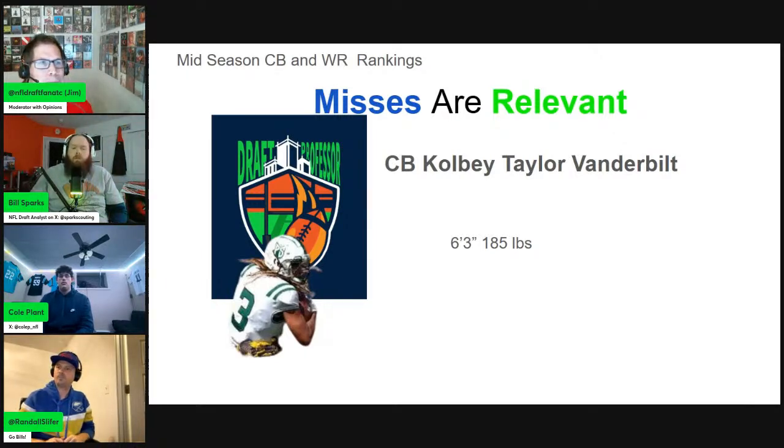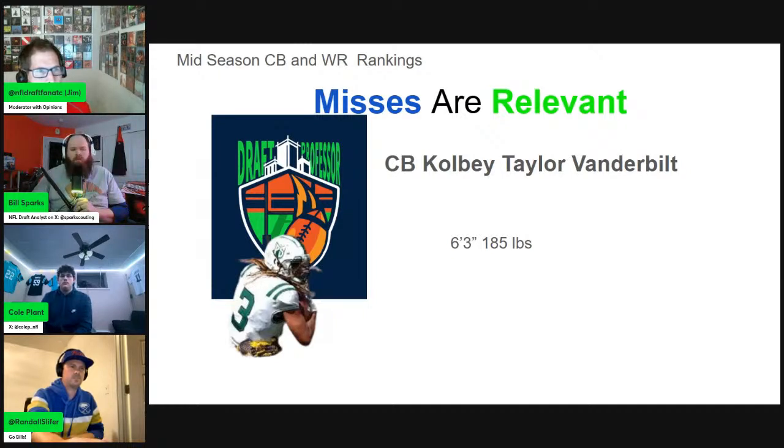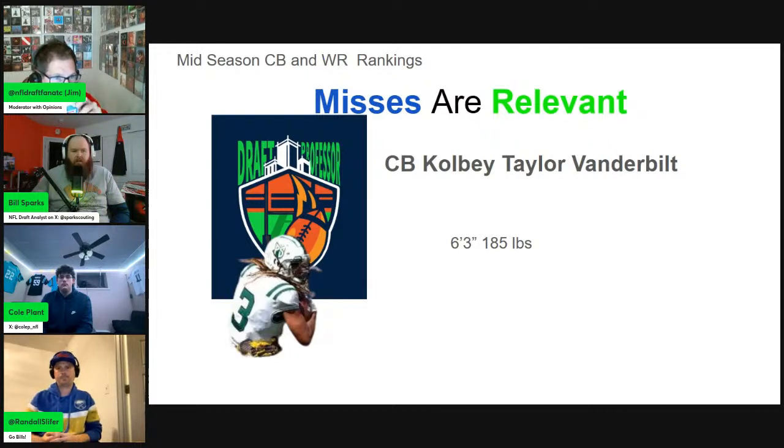Bill. Yeah, absolutely. So Kolbey Taylor, he's got that size that you look for, 6'3", 185. He does have the ability to play outside or inside in the slot. He probably is going to be a boundary corner with that size, but you could play him both in and out. I think he's probably most effective in press coverage situations. That's probably the best use of him, press man especially. He's not a dominant tackler, but he is a willing one, like Randall talked about. He is willing to mix it up in the run game.